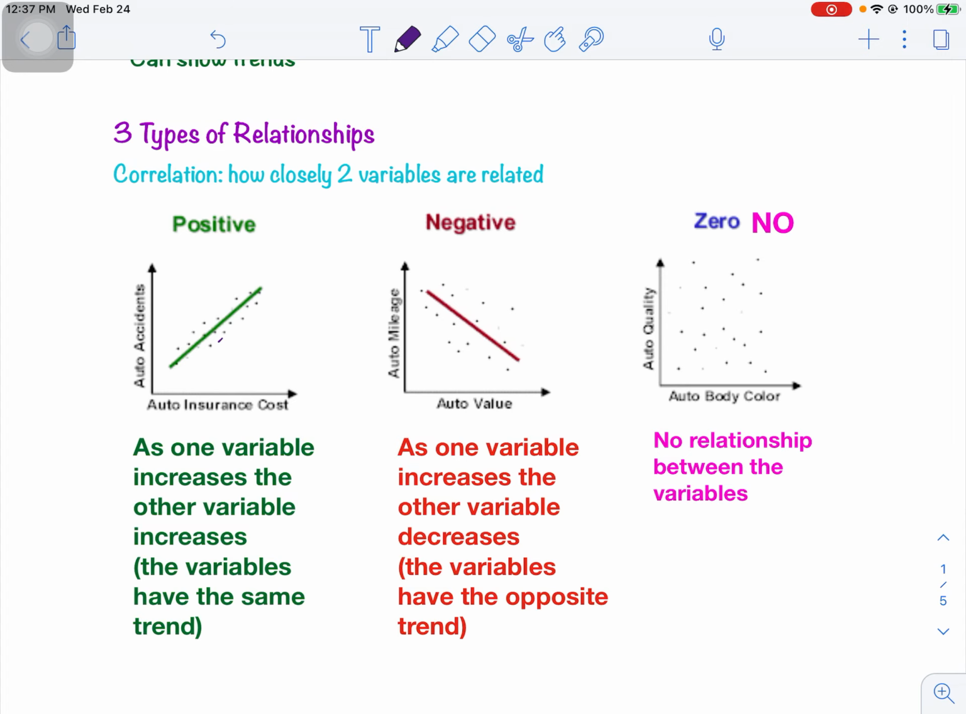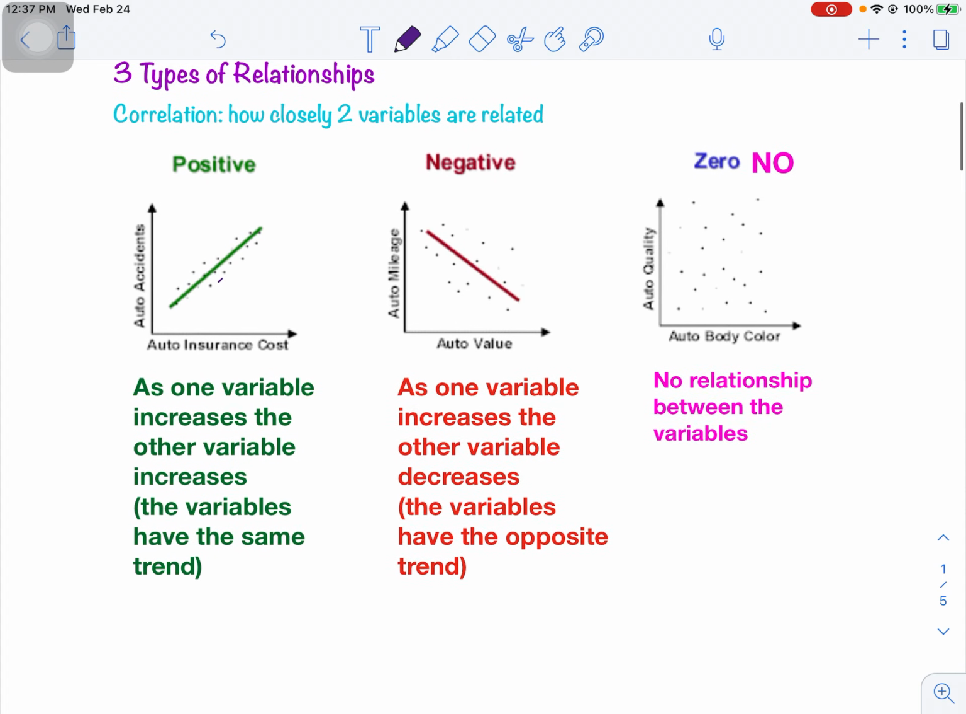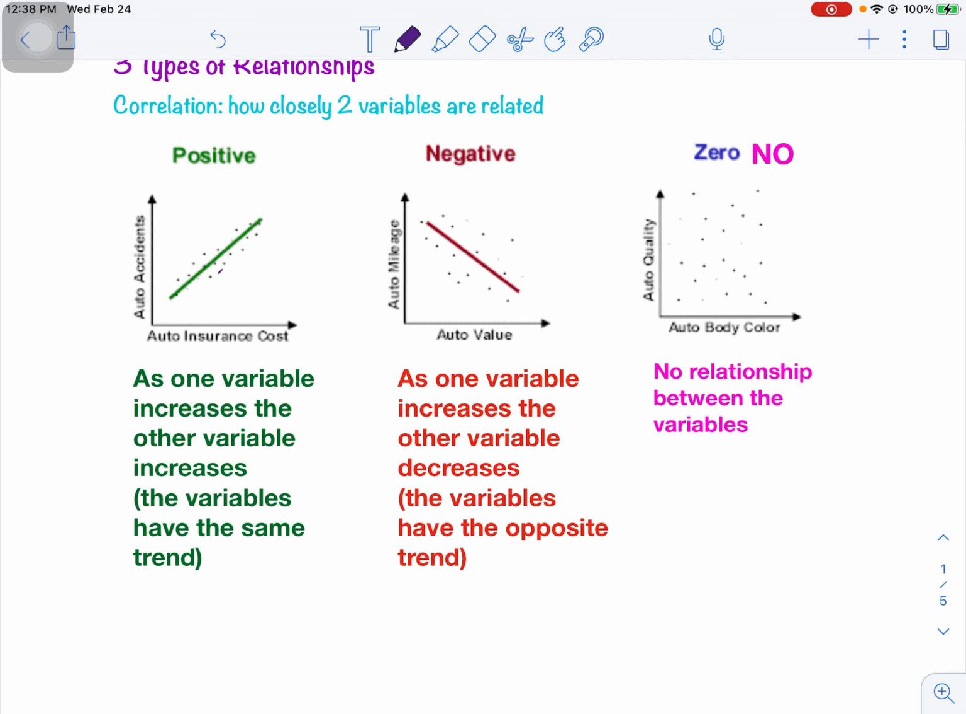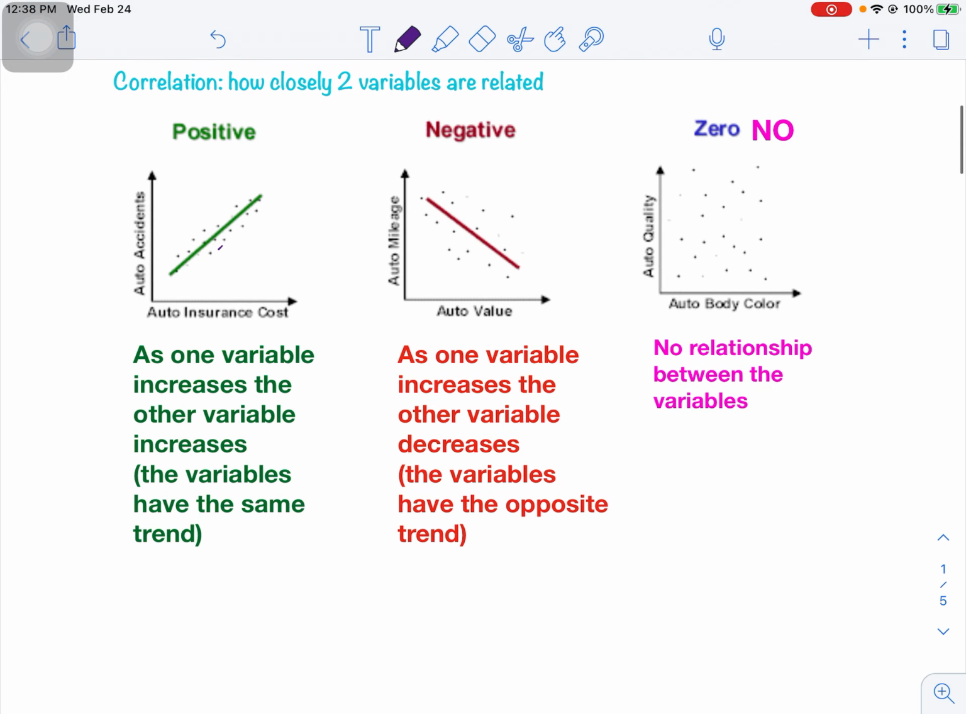You see this when one variable increases and the other variable increases. And you can see that the variables have the same trend. So if our X is going up, then our Y is increasing. We could also think, if our Y is decreasing, our X is decreasing. Those are positive relationships. So don't always think that it's going to be X increasing and Y increasing. Then our next kind is a negative correlation.